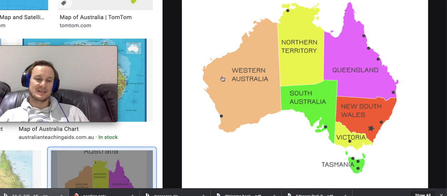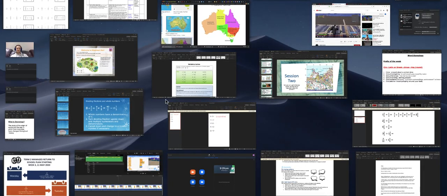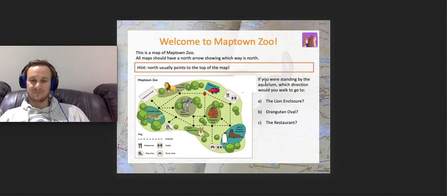Don't worry too much about these ones. Let's go back to what we're talking about, and we'll see if that will help us. If you were standing here, which way would you walk to get to the lion enclosure? Well, pretend I'm standing in New South Wales and I have to go to Western Australia, I'd be going that way, so I'd have to be walking west.